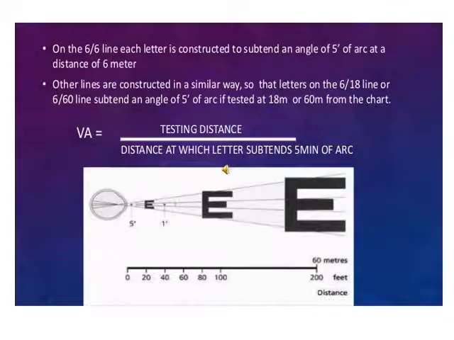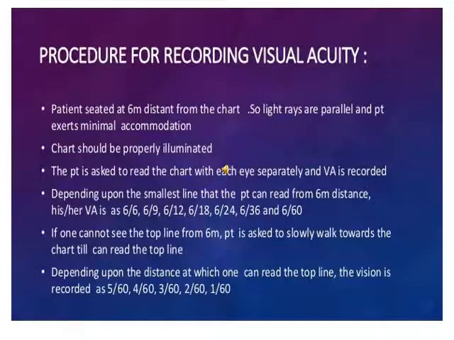If the person can read up to the 6 line, then his vision is 6 by 6, which is considered to be normal, and even 6 by 5 is also considered to be normal. So, the procedure of recording visual acuity: the person sits at a distance of 6 meters, and it is considered that minimum accommodation is used. The chart should be properly illuminated. You can use a self-illuminated chart, or a chart can be used with proper lighting.